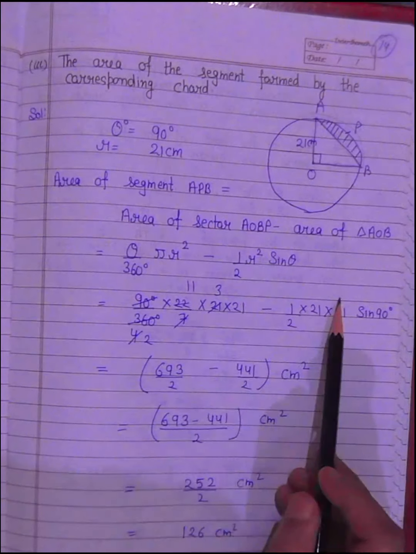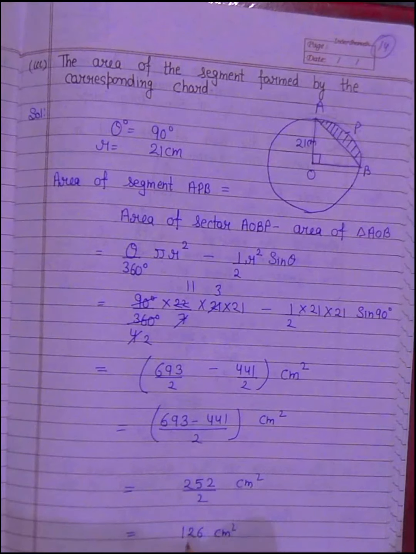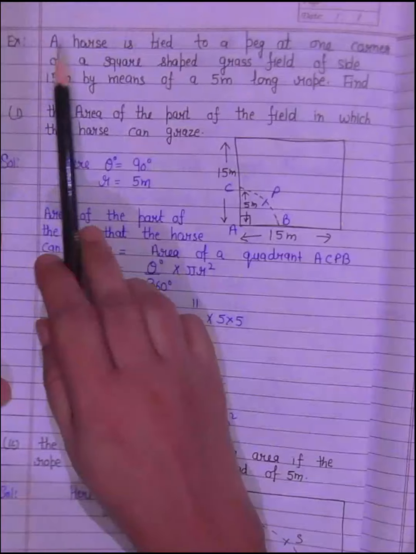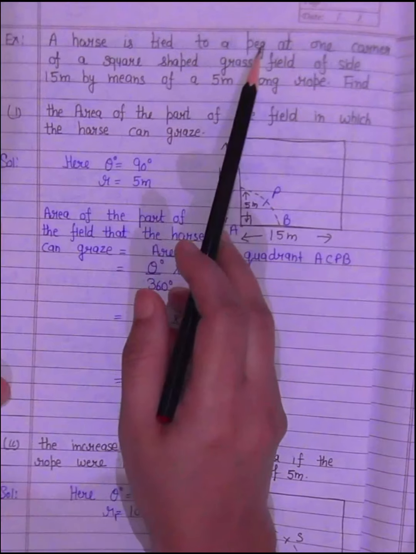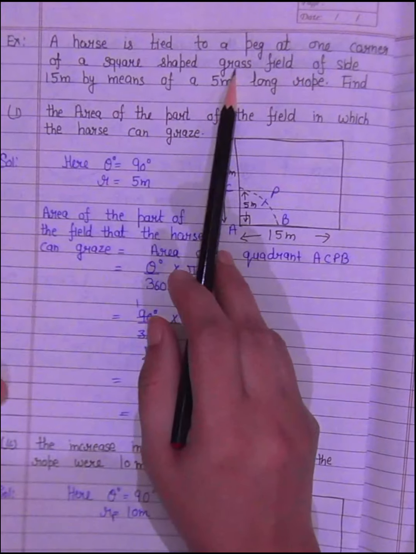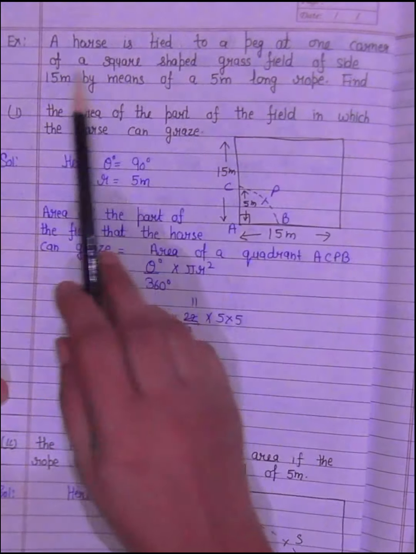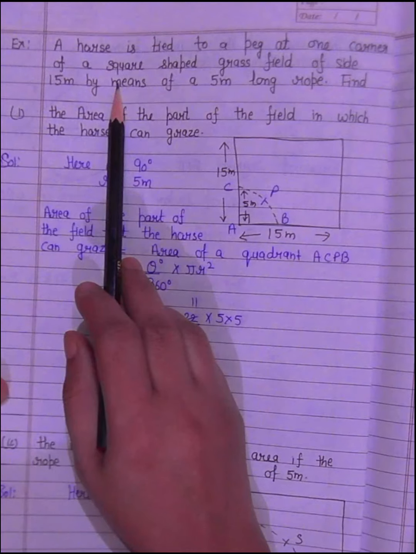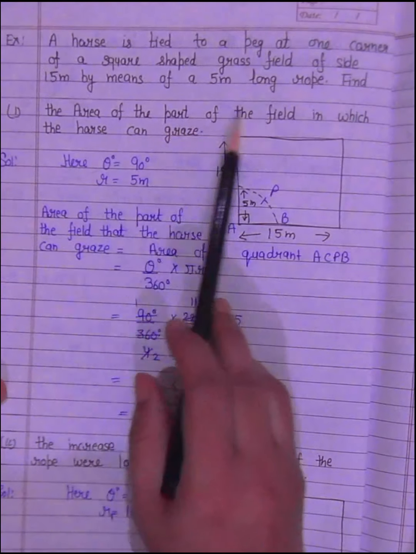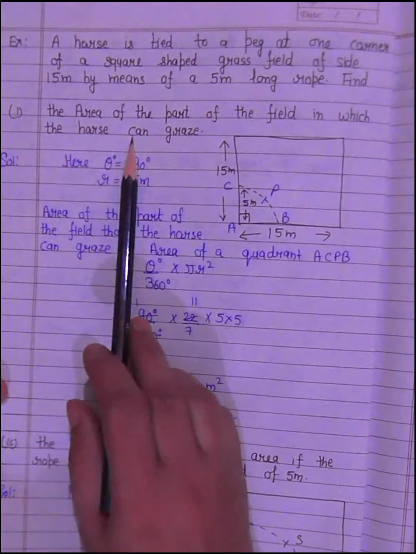Now put all the values and solve. You will get the answer is 126 centimeter square. Next example, a horse is tied to a peg at one corner of a square shaped grass field of the side 15 meter by means of a 5 meter long rope. Find the area of the part of the field in which the horse can graze.